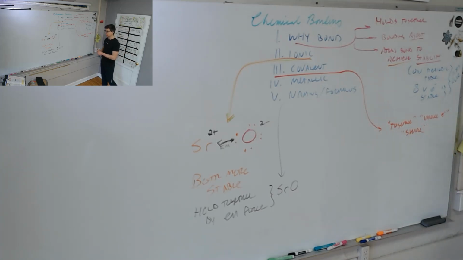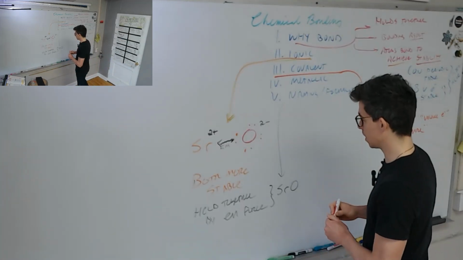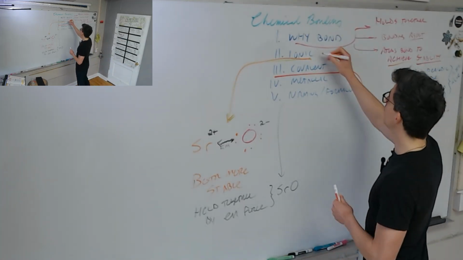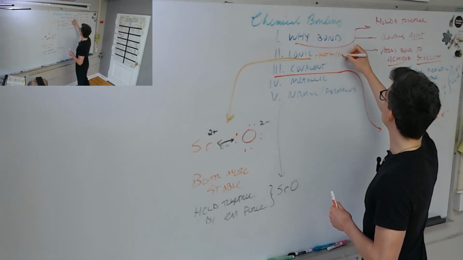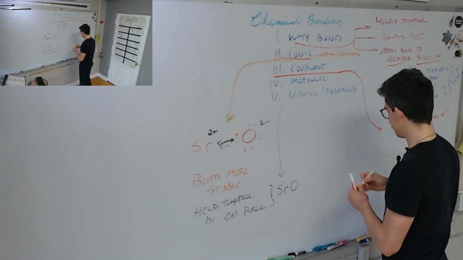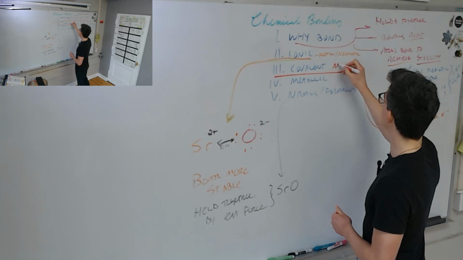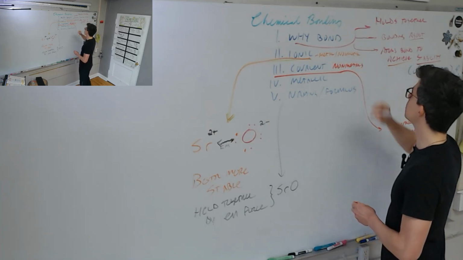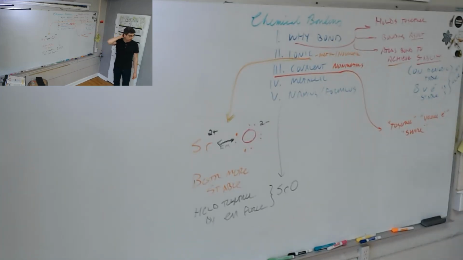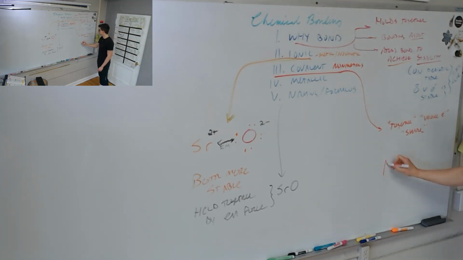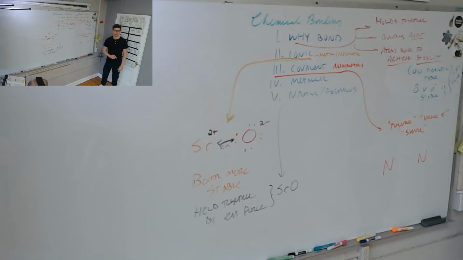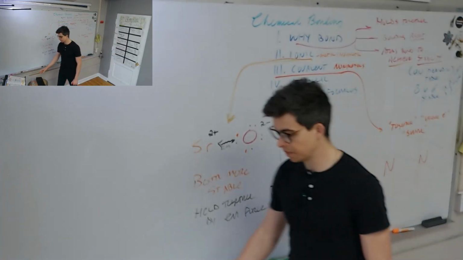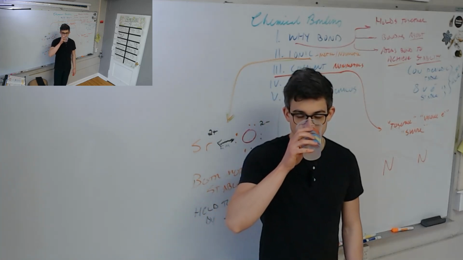These mostly happen between nonmetals. So where ionic bonds are between, I'm going to do this in the color I use for ionic bonding, metal and nonmetal, covalent bonds are usually between nonmetals. So if we have, let's just say, two nitrogen atoms. How many valence electrons does nitrogen have? And how am I going to indicate that? Yeah, 5. And how am I going to indicate that in my diagram?